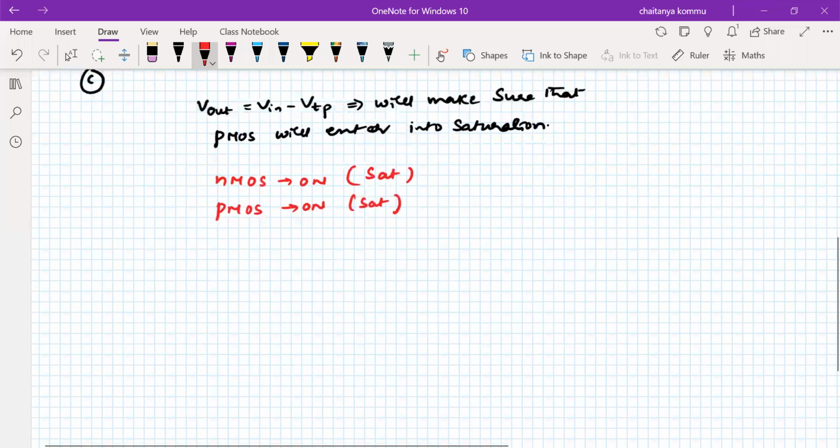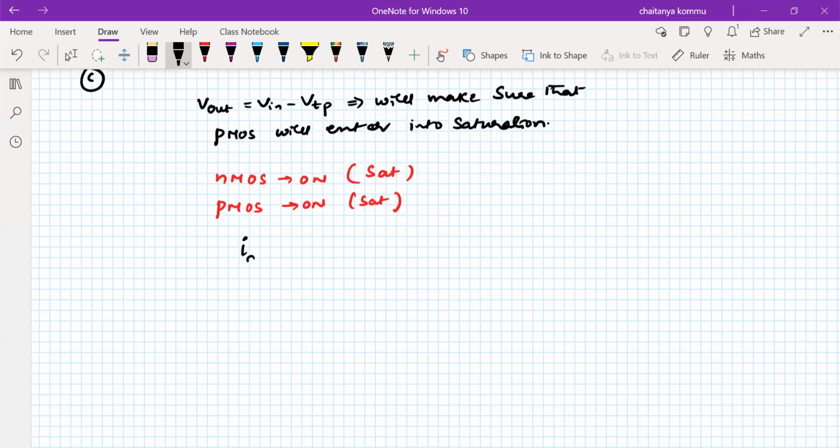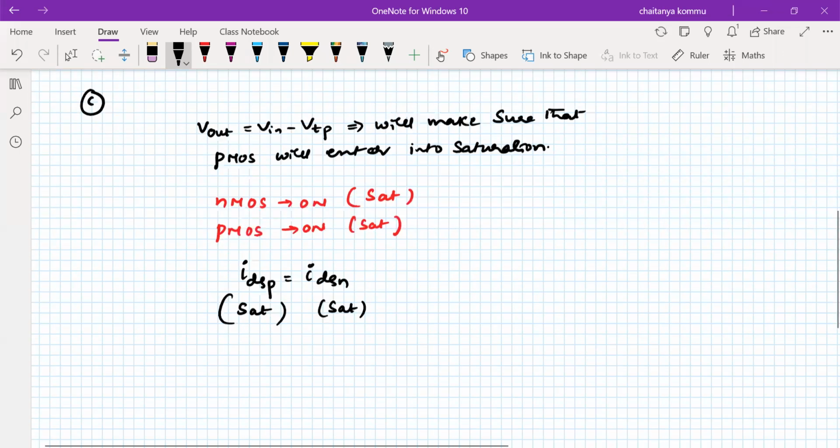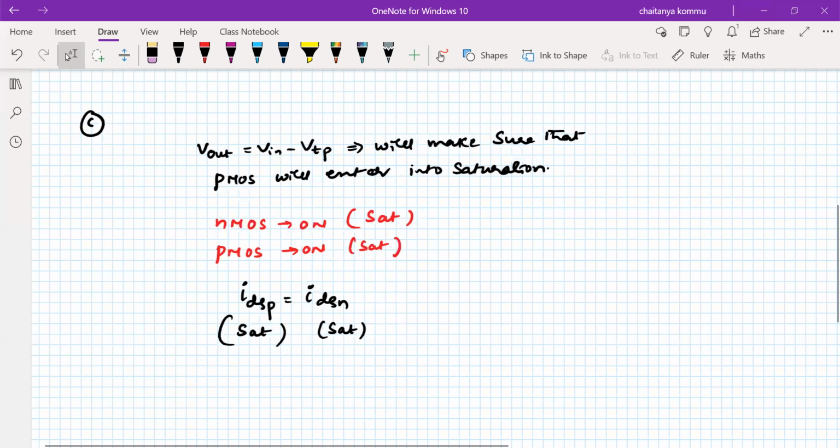What do you mean by this? That means IDSP is equal to IDSN. What kind of relationship is this? It is a saturation relationship, and the other is also a saturation relationship. Therefore it is just like a straight line equation that we get here.